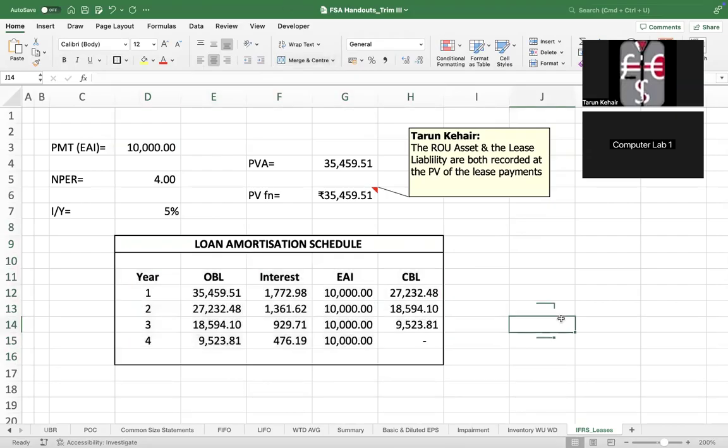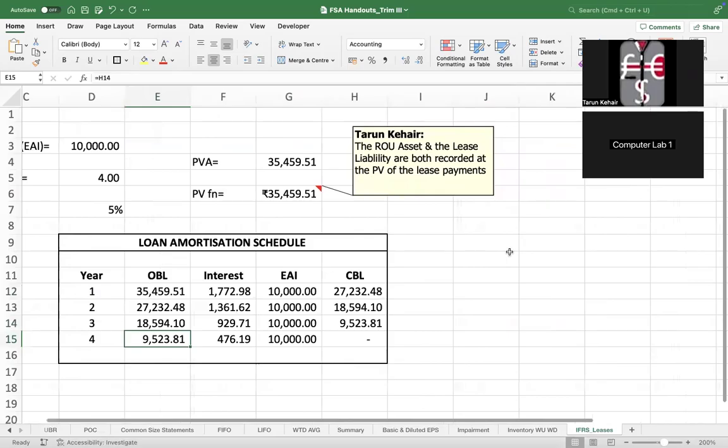We have now done just one part. This schedule is nothing but your lease liability, and it will look like this on the balance sheet. So each year you will start with 35, then report 27, then 18, then 9, and then finally 0. Clear? So that's how you are going to report it.